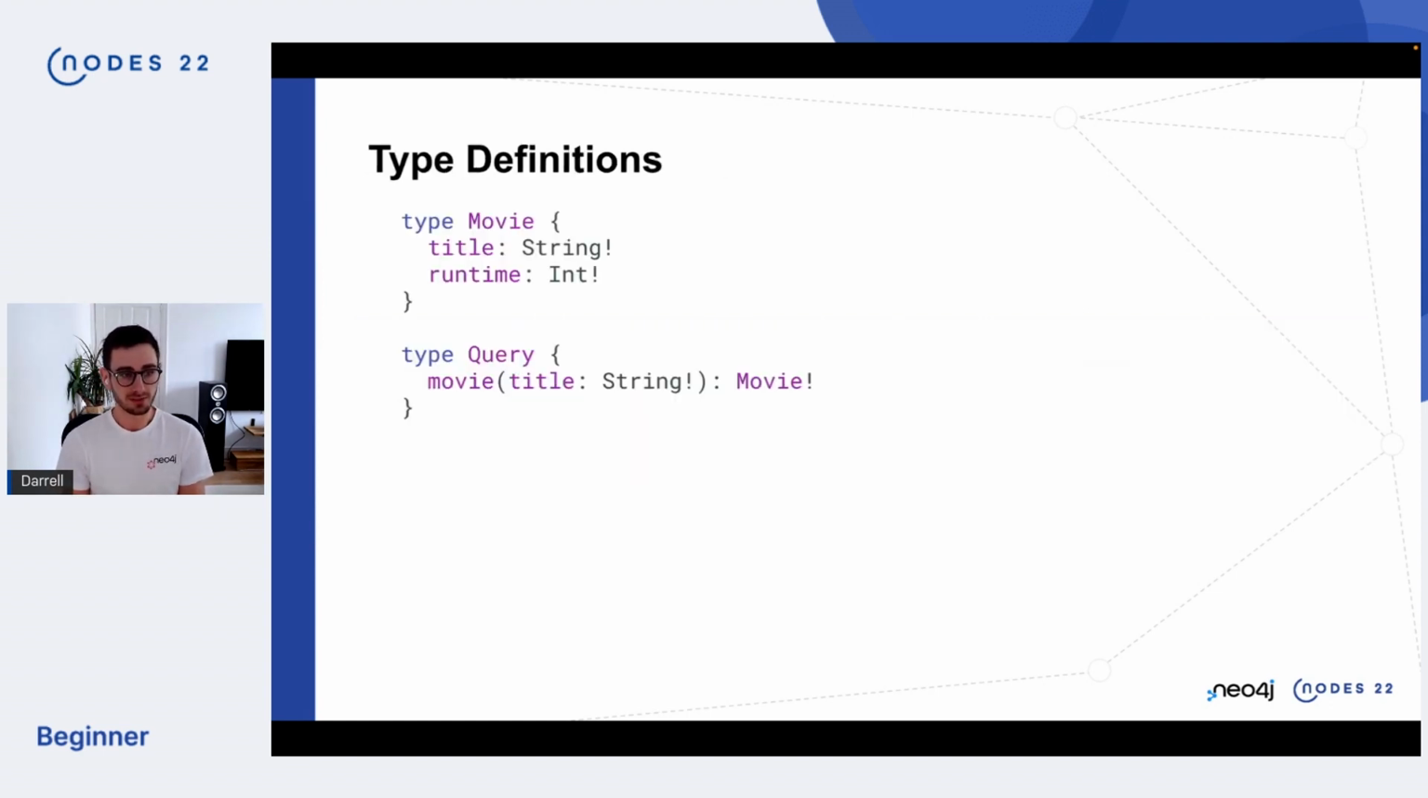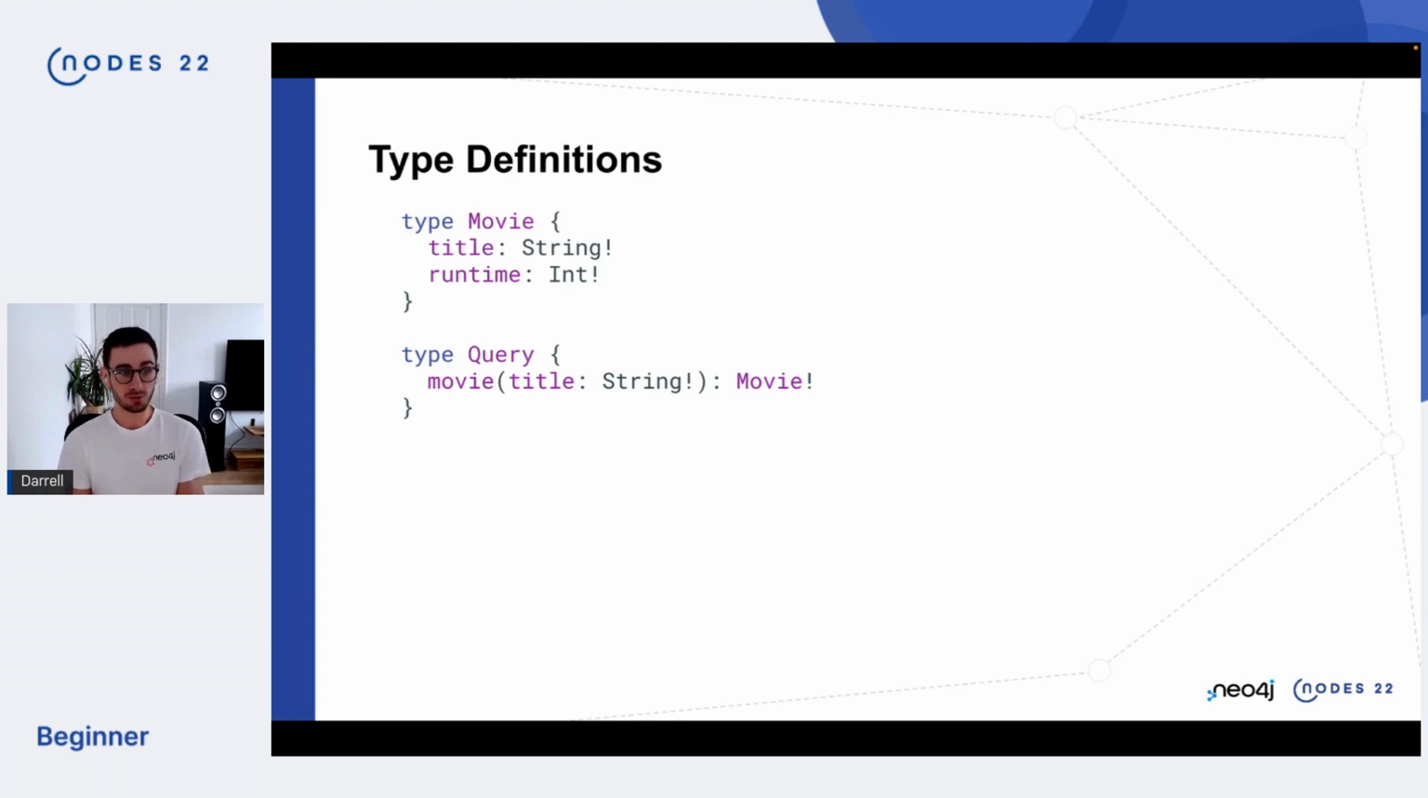GraphQL is, under the hood, all run by type definitions and resolvers. We'll start with type definitions. You can see here that we've defined 2 types. Type Movie, very similar to the project before. It's very simple. It has a title and a runtime. One is a string, one is an integer.